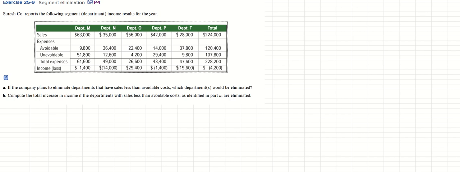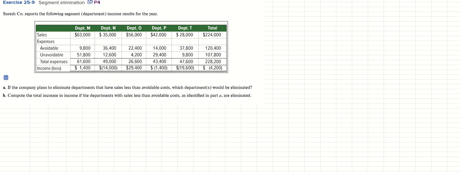That determination is going to be done by comparing the costs to the sales. If the costs are greater than the sales, then that's something to consider when determining whether a department should be kept or eliminated.